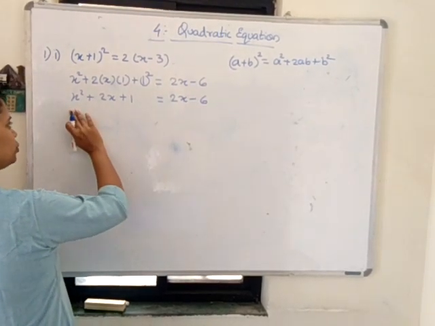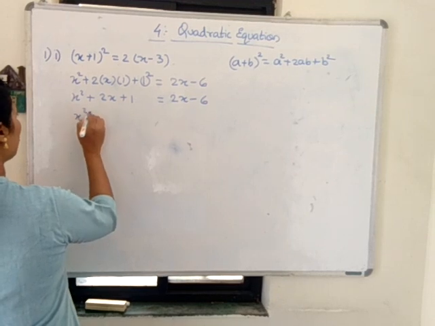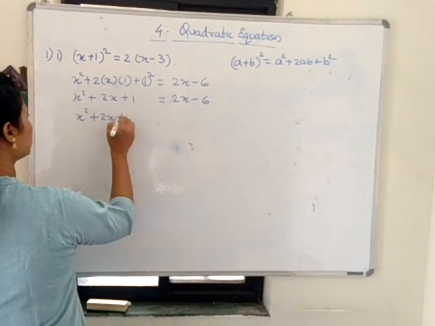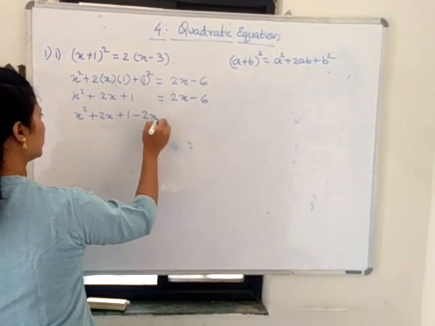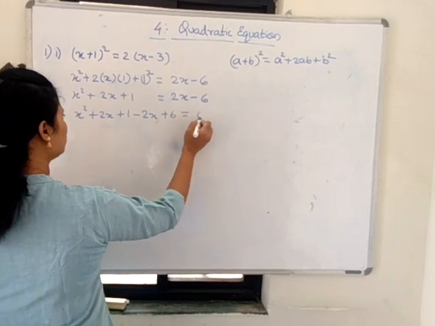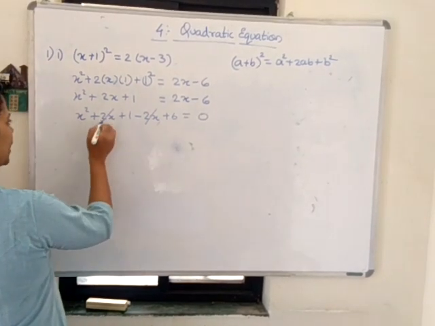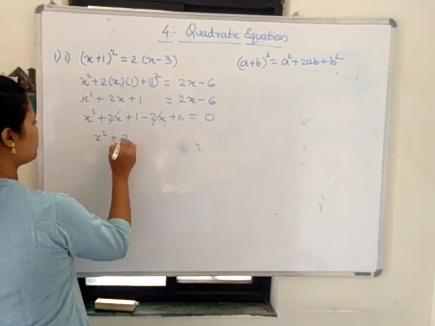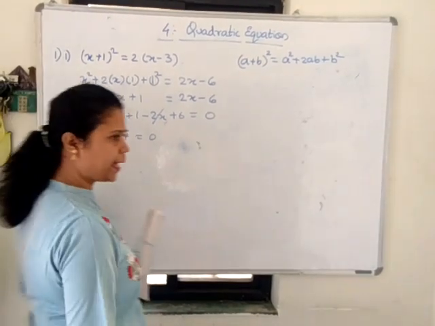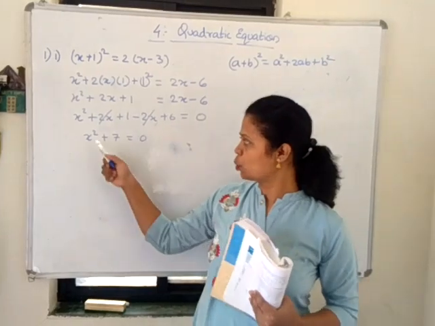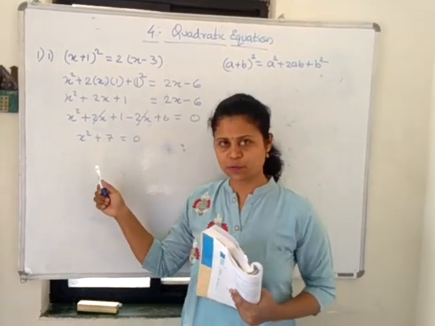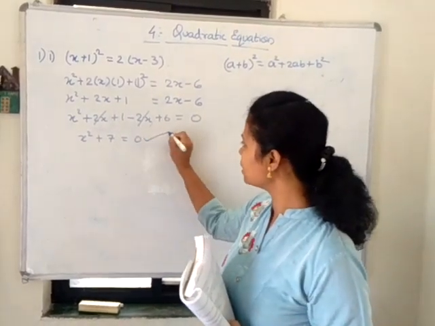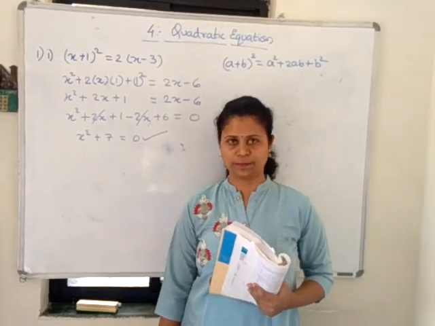Everything you will shift to left hand side. x square plus 2x plus 1 minus 2x plus 6 is equal to 0. 2x and 2x will get cancelled. So x square plus 7 is equal to 0. As we have x square as the highest exponent, so this is a quadratic equation.